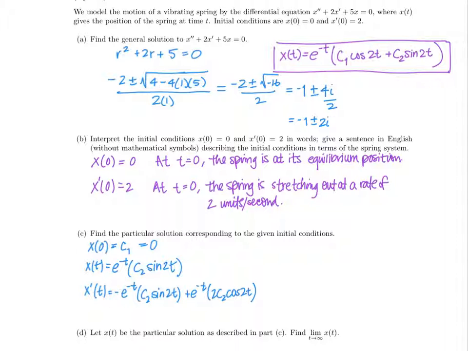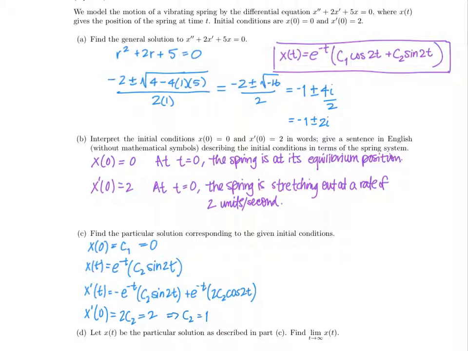And then we want to evaluate that at 0 and make sure that it's equal to 2. Again, a lot of stuff is eliminated because sine 2t when t equals 0 is 0. So C2 times it is 0, and this whole negative e to the negative t term is just going to go away. So we're left with e to the negative t evaluated at t equals 0, so that's 1, times 2 C2 cosine 2t. Cosine 2t is going to be 1 because t is 0. So we're left with 2 times C2, and that whole thing has to equal 2, which means that C2 is equal to 1.